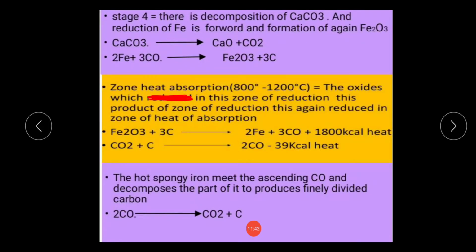Now we discuss the reaction which takes place in the zone of heat absorption with the reduction of Fe2O3. Such reaction is CO2 is reacted with the carbon to form carbon monoxide, and this reaction is an endothermic reaction. So 39 kilocalorie heat is evolved.